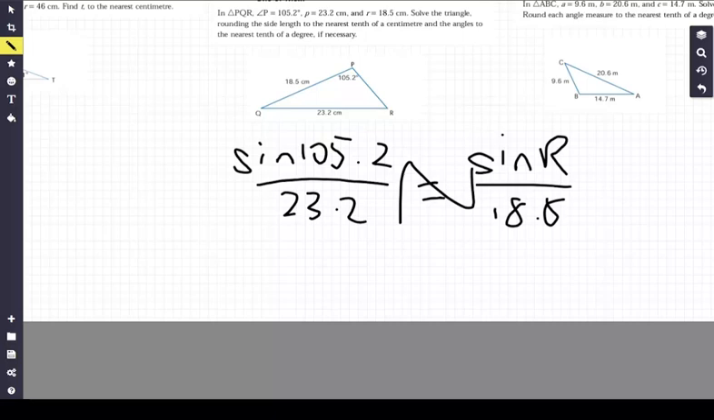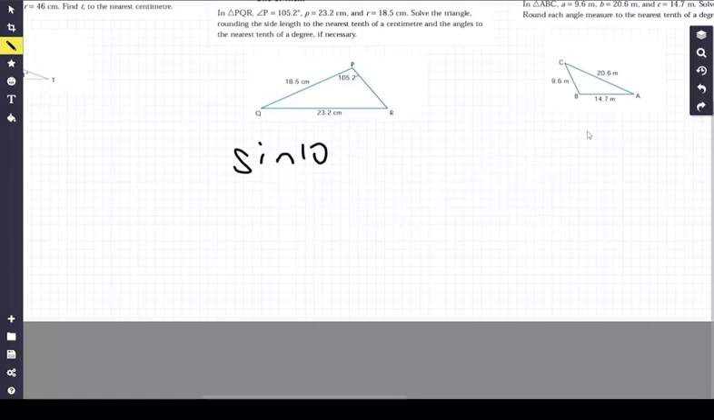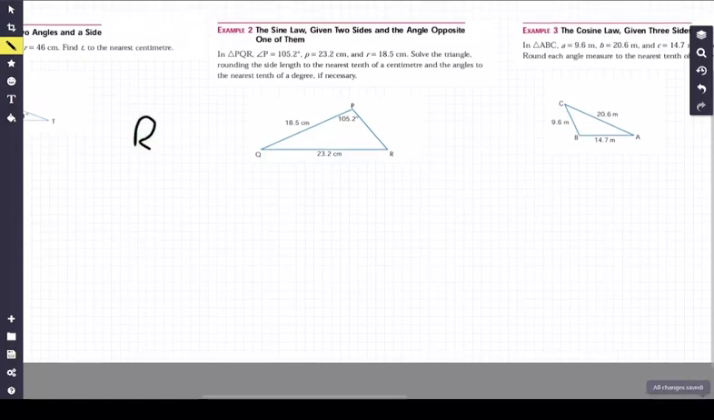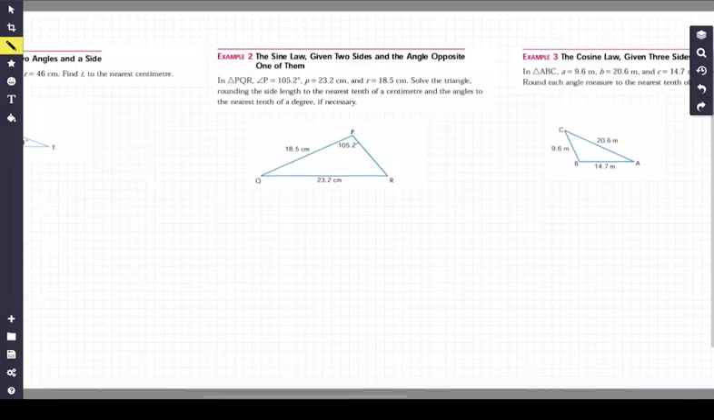So let's do that. 18.5 times sine of 105.2 degrees divided by 23.2. Now this is not your angle yet, because you have sine of r is equal to this number. So we're going to do inverse sine of the answer, and you're going to get an actual value in degrees. So in my case, I got 50.3. It asks us to round to the nearest tenth of a degree. So r is equal to 50.3 degrees.